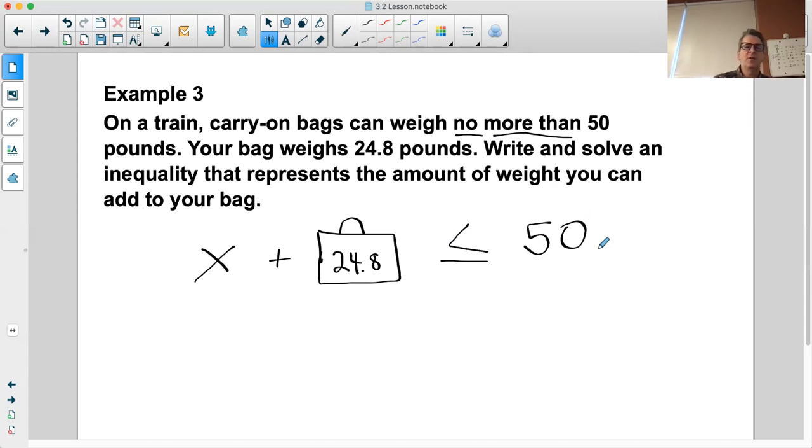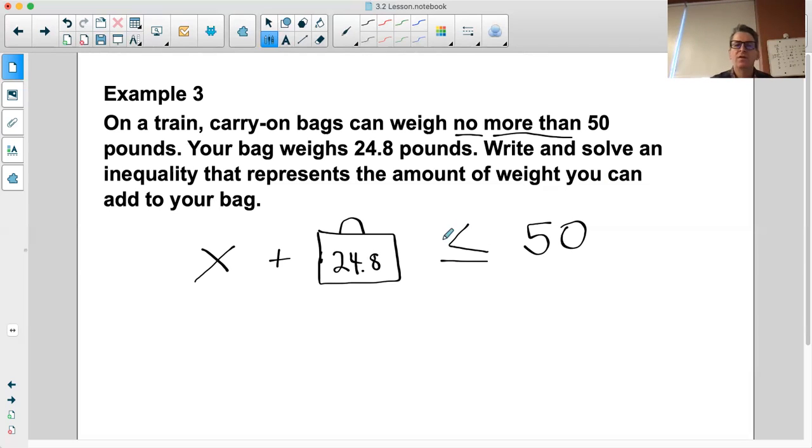Okay, so if that didn't come to you as quickly, the notes from 3.1 would indicate the no more than symbol. If you look back at 3.1, your notes would indicate no more than is less than or equal to.